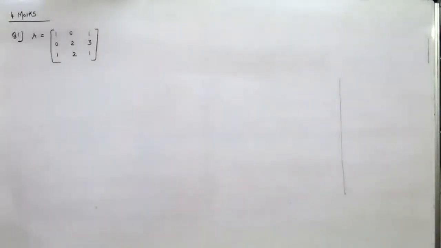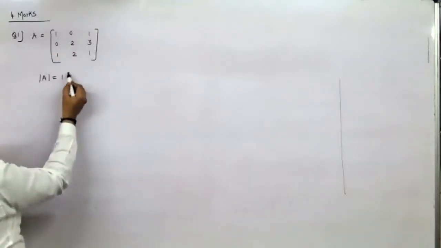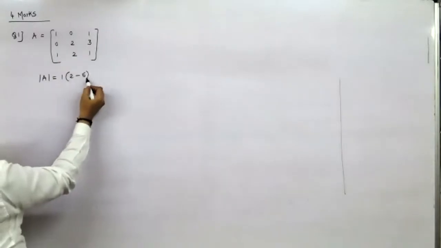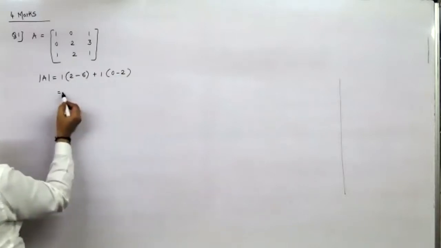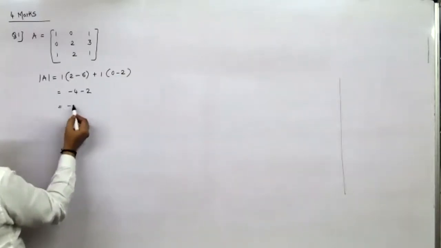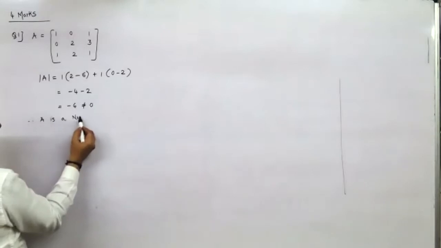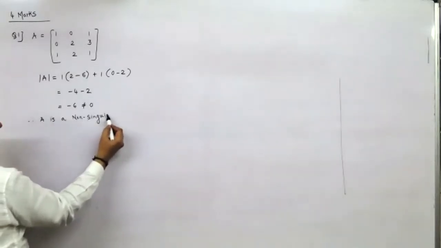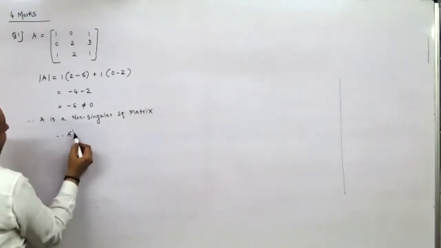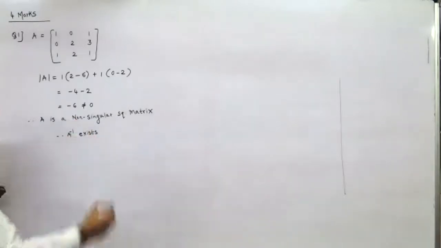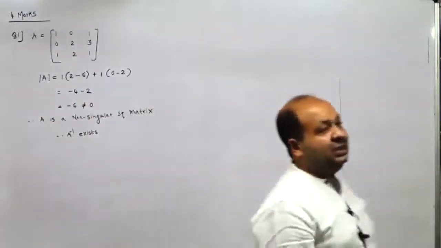Now, if you observe here, first step, find the determinant value of A. It is 1 into 2 minus 6 minus 0 into this plus 1 into 0 minus 2. 1 into minus 4 is minus 4 minus 2 is minus 6. This is not equal to 0. Therefore, A is a non-singular square matrix. Therefore, A inverse exists. You have to write this first. Now, once you have written this, then comes the next step, that is finding the inverse.